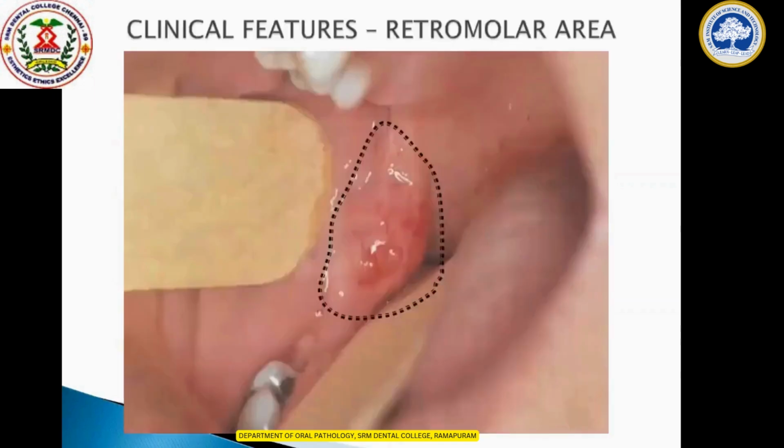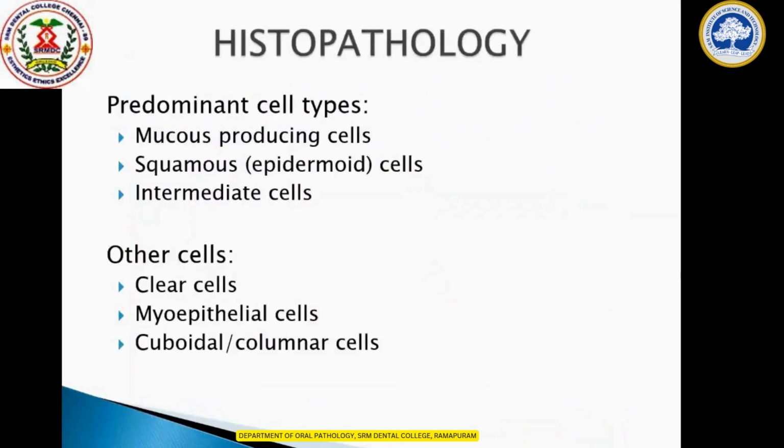So we saw all the cell types: the mucus producing cells, the squamous or the epidermoid cells, the intermediate cells and the clear cells. You know the myoepithelial cells. These are spindle shaped cells, right? With a lot of processes there. So these myoepithelial cells can be seen, and some amount of cuboidal or columnar cells can also be appreciated. So these are the cell types or the cell variety you see in your mucoepidermoid carcinoma. Based on this cell type and the pattern of arrangement of the tumor, it can be graded as either low grade, intermediate grade, or high grade.